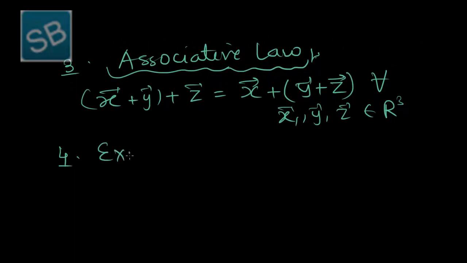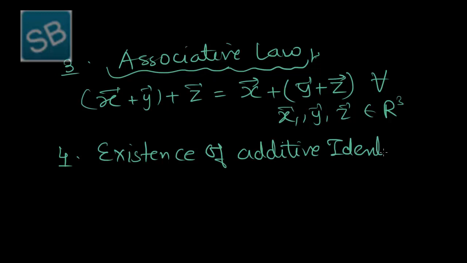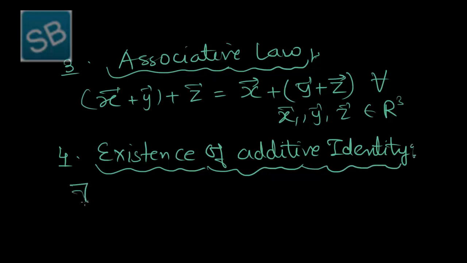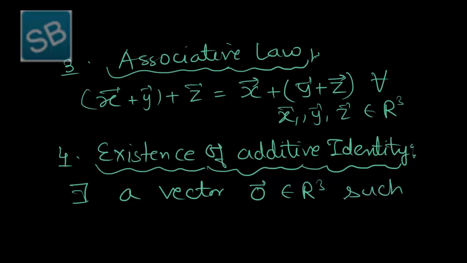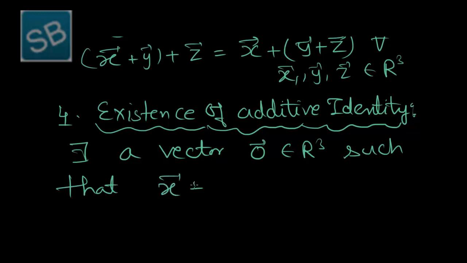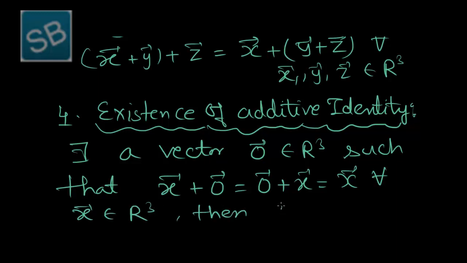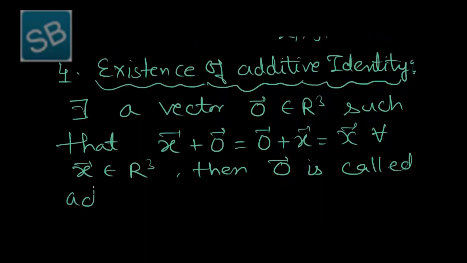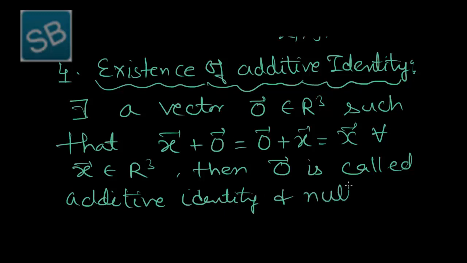So number 4, existence of additive identity. There exists a zero vector belonging to R³, such that when added to any vector it gives the same vector as a result, for all x belonging to R³. Then vector 0 is called the additive identity and null vector.